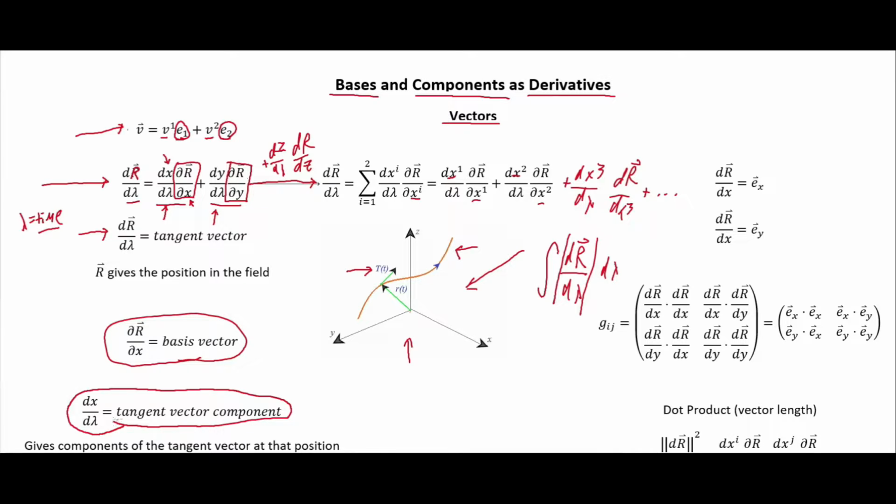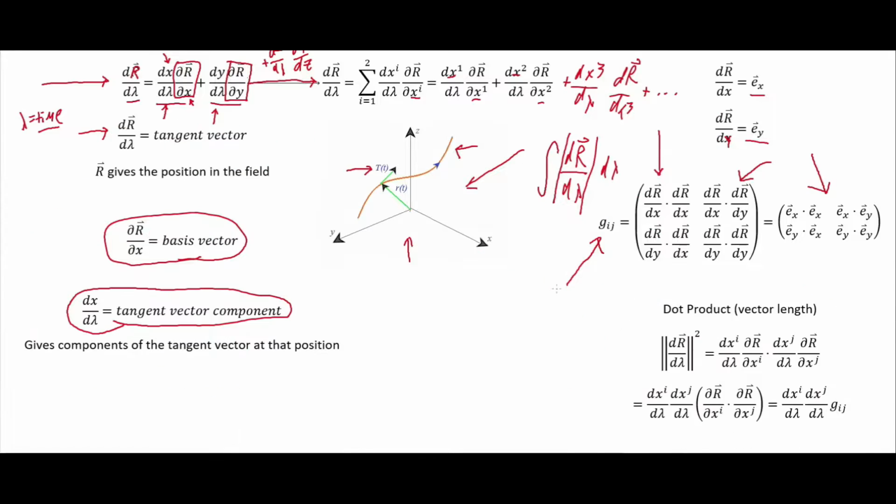So the dx d lambda is the tangent vector component, and on the right side over here, I have the dr dx as our e sub x, and this should be dr dy as our y basis. And then we can actually put this in a metric tensor. It would be dr dx dot dr dx for the first part, dr dx dot dr dy for the second part, and so forth, so that we end up getting a metric tensor that looks like that.